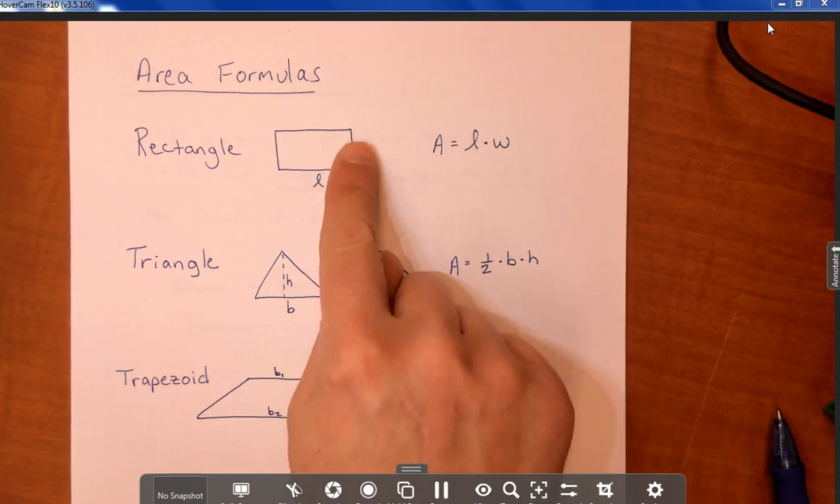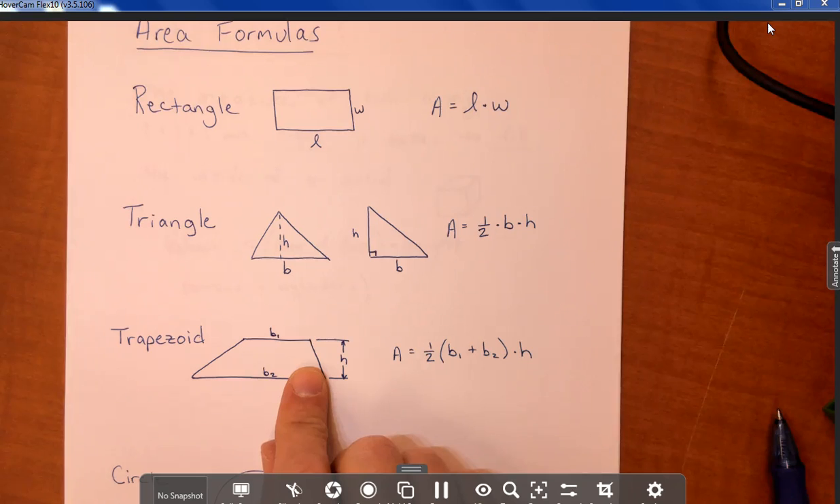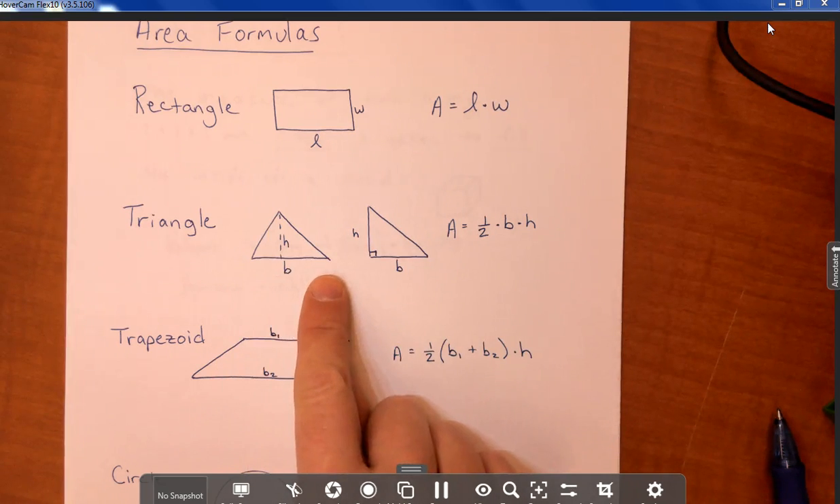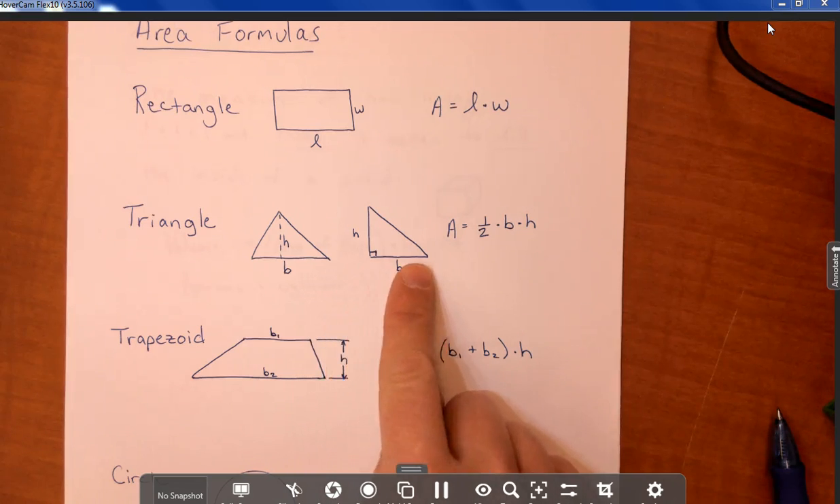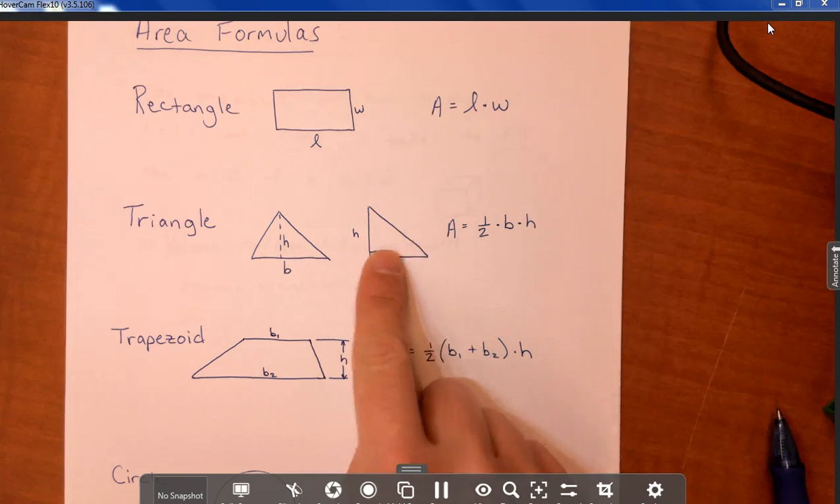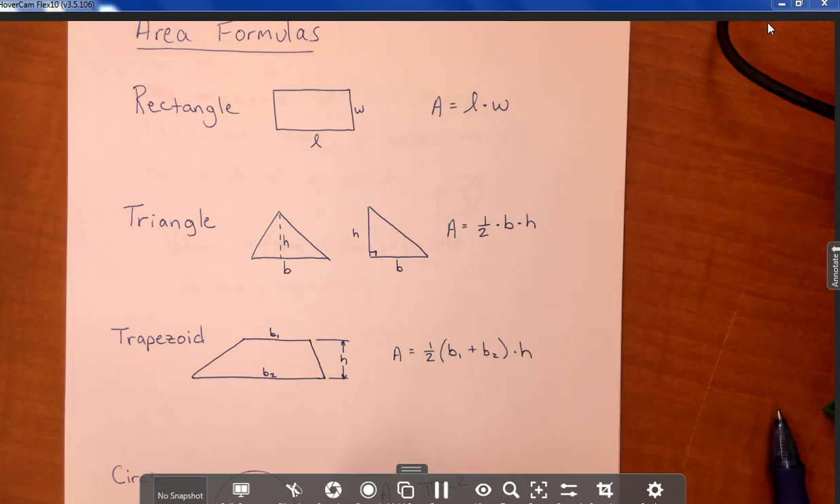A rectangle is length times width. A triangle can't be just length and width, or often in a triangle we refer to a side as the base. Because if you did base and height, that would actually be just like length and width, and you'd get a rectangle again.